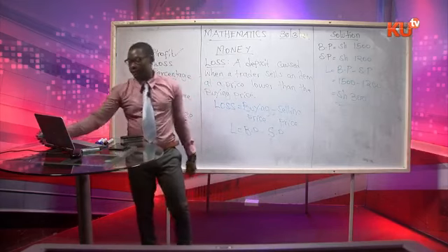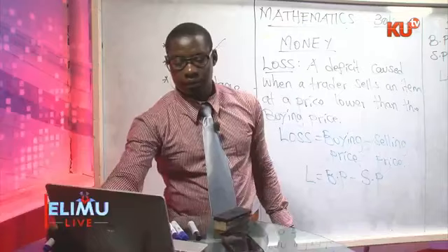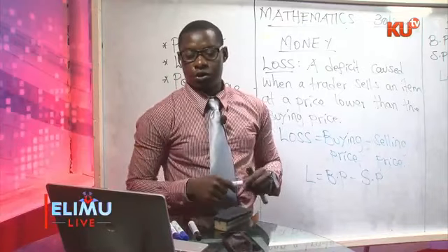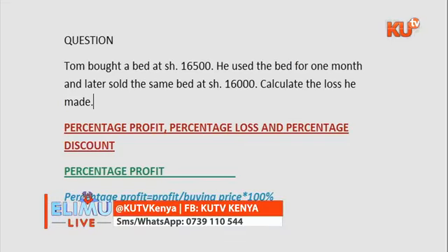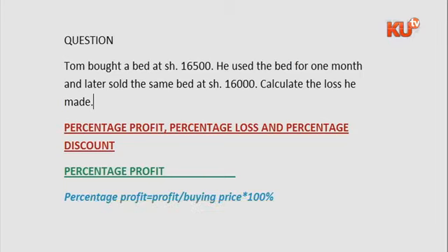To check your understanding, I have a question for you. Tom bought a bed at 16,500 shillings. He used the bed for 1 month and later sold the same bed at 16,000 shillings. Calculate the loss he made. I'm giving you 1 minute to calculate that question. I'll read it for you as you calculate. I believe you've already started.